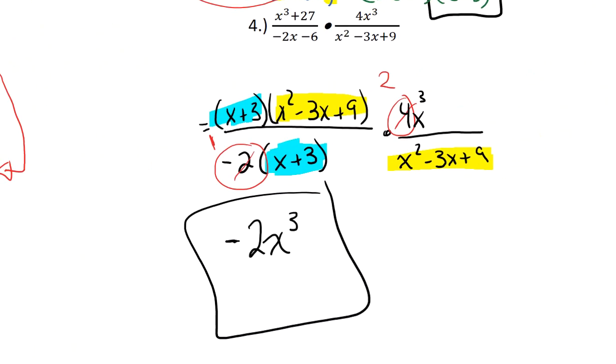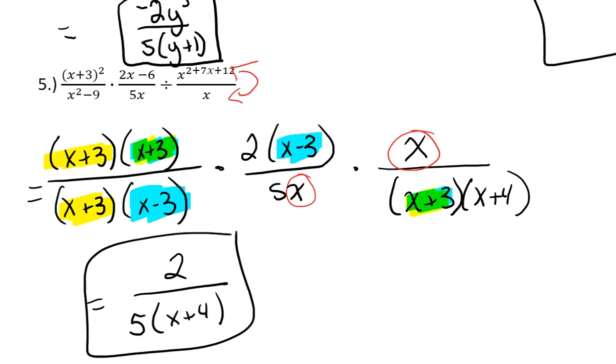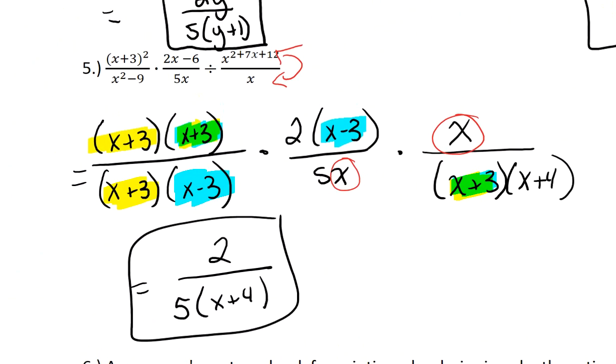For number 4, you'll end up with negative 2x cubed. You can see that this is a sum of cubes right there, and those cancel out nicely. And then finally with number 5, we end up with 2 over the quantity 5 times quantity x plus 4. And again, you can see that I switched this around because it was dividing, and the problem cancels out nicely.